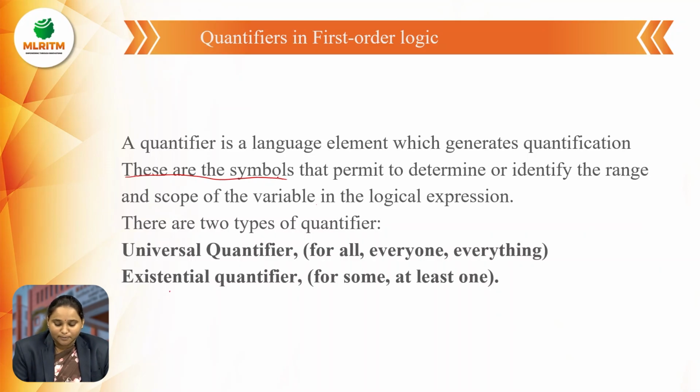The universal symbol permits us to determine or identify the range. For example, in universal quantifiers, the range is for all, everyone, everything. Universe means everything, so these three terms are used in universal quantifiers. In existential, the scope or range is for some or at least one. This is the range.